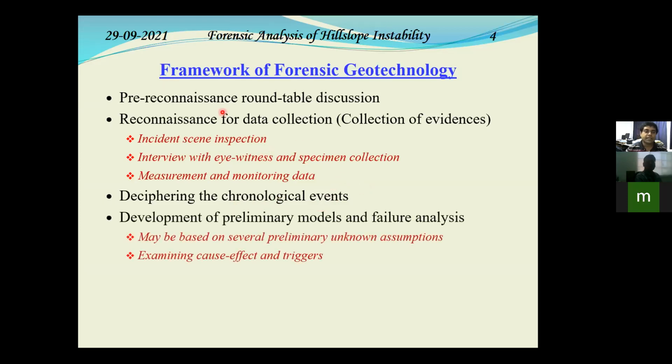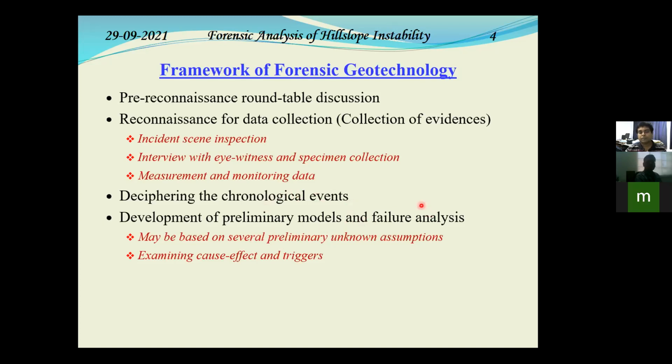And based on all this, from whatever we find in reconnaissance, whatever understanding we develop based on the events which took place chronologically, we try to develop a preliminary model. Preliminary in the sense that when you do a forensic analysis, all the information will not be available to you. Some of the information will be hidden. Over time, we may carry out some more experiments. But at the beginning, we start developing a model preliminarily with whatever data and information you have.